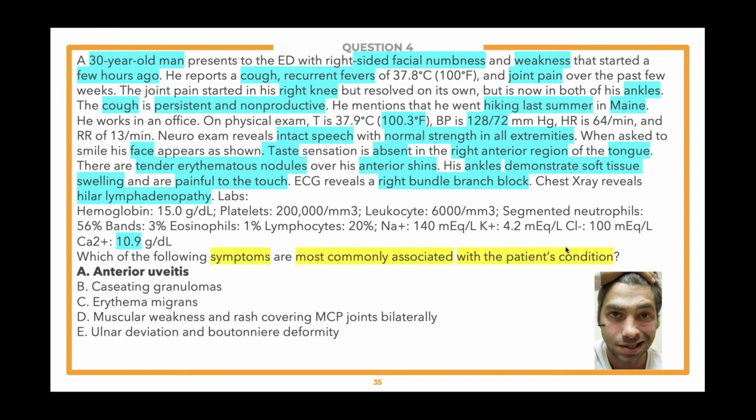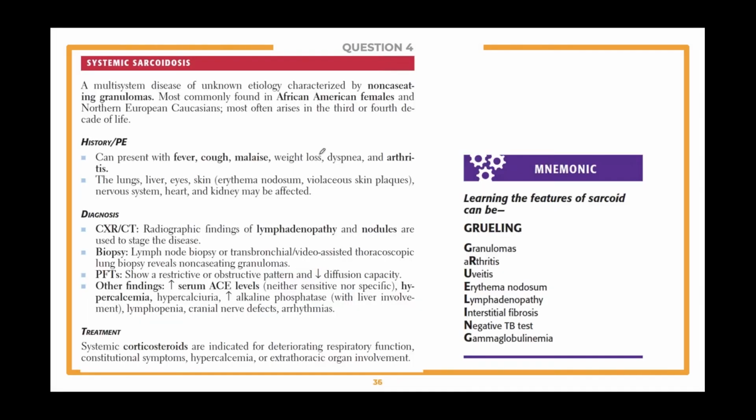Let's take a look at the next slide. This is a little tidbit snapshot from First Aid for Step 2 CK on sarcoidosis, okay? Now remember, these are non-caseating granulomas, so the opposite of answer choice B. And you can see, very similar to our patient, it can present with a fever, cough, arthritis, okay? You would see lymphadenopathy on chest x-ray, especially in the hilar areas.